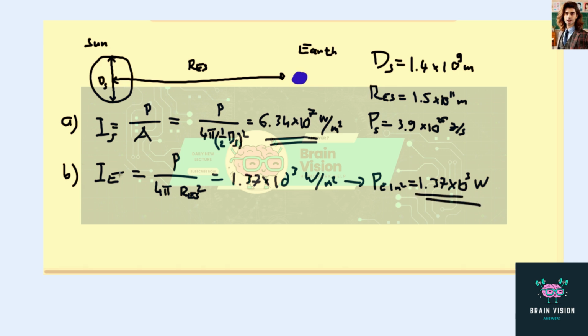And so the assumption that we made in part B was that the sun was uniformly radiating in all directions away from it. So it's uniformly radiating in this direction, and this direction, and this direction. And so there's no change in the intensity as you go around the sphere around the sun. So this is our answer.